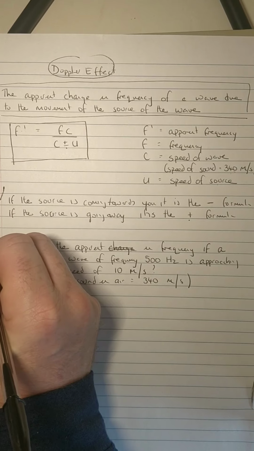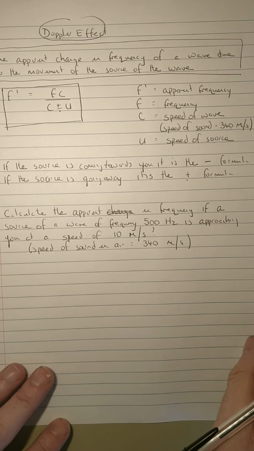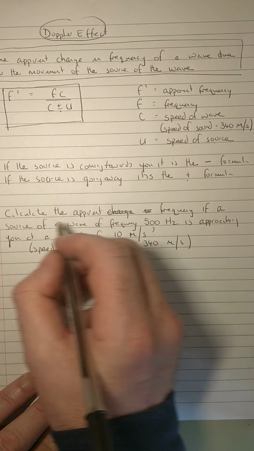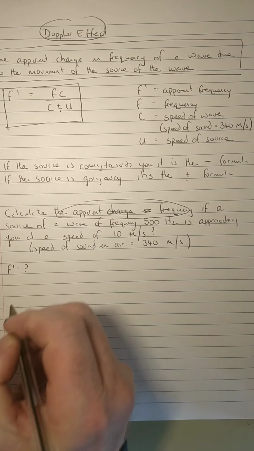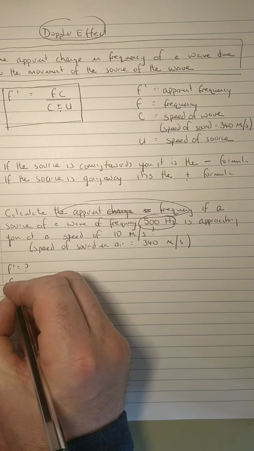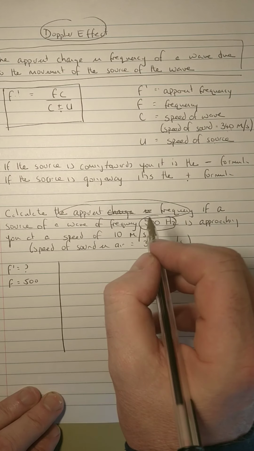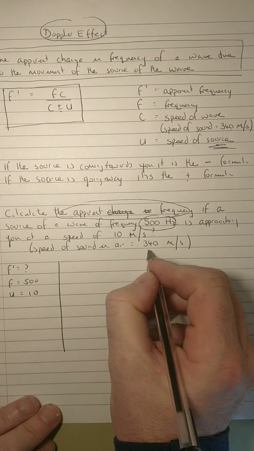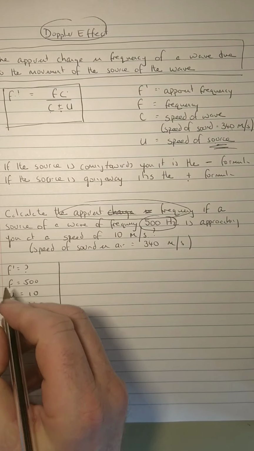So let's look at question one. I'm going to just do one question, and then I'm going to give you two, one coming towards, one going away, and we'll see how you get on with it. Calculate the apparent frequency if a source of a wave of frequency 500 hertz. It asks for the apparent frequency, and you look up here, that's F dash, so we don't know that, that's your question mark. The actual frequency is 500, so you write this down, you make your list, that's the way we always do it. It is approaching you at a speed of 10 meters per second. Now that's the speed of the source, so U is 10. The speed of sound in air, that's the speed of the wave, and that shows up twice in the formula, so that's 340.